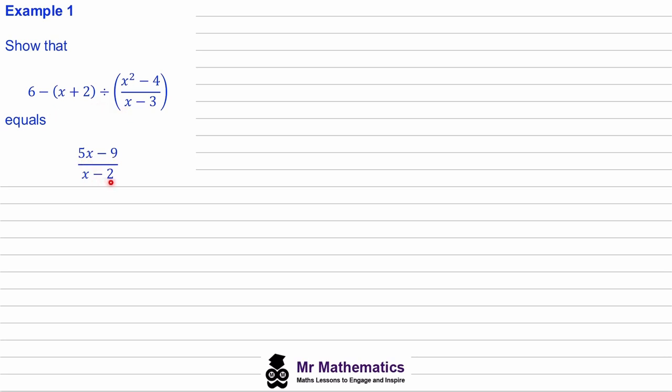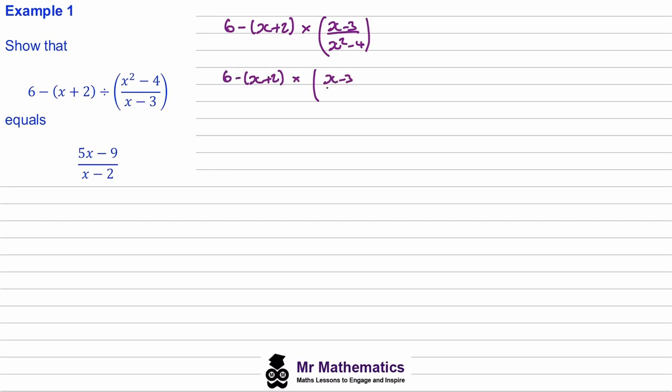over x minus 2. So the first thing we're going to do, we know when we divide with fractions, we change this to a multiplication and we reciprocate this fraction. So this becomes multiplied by x minus 3 over x squared minus 4. And now we can factorize this denominator using the difference of two squares.